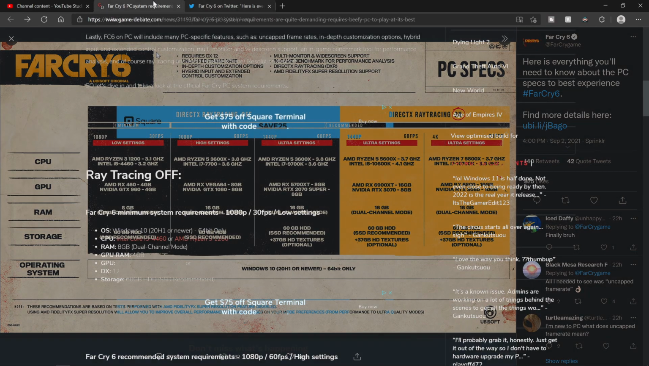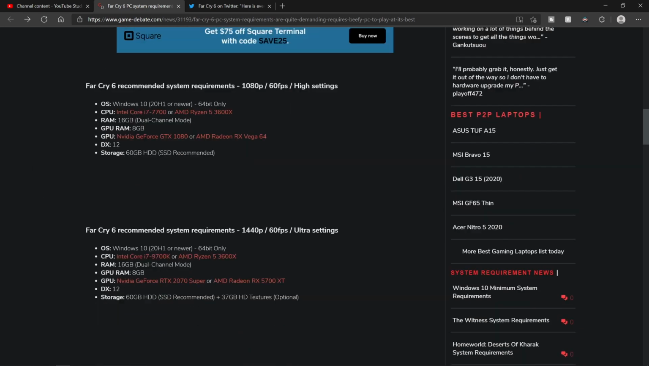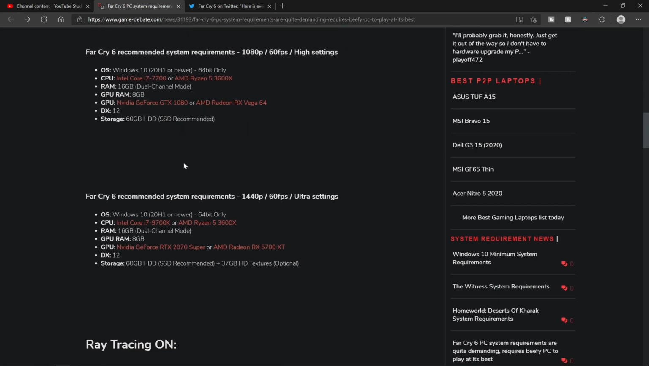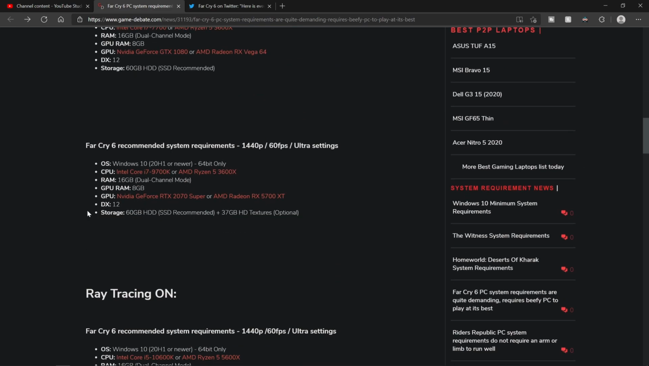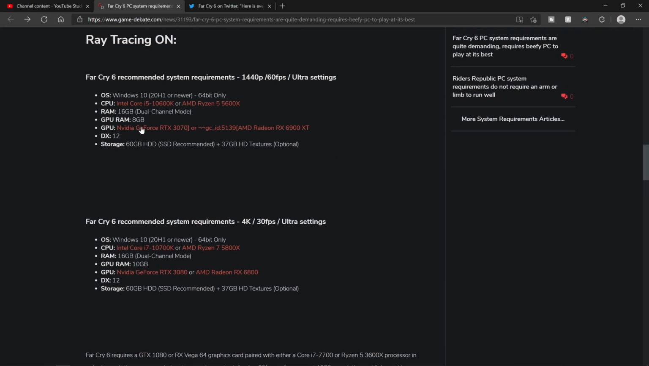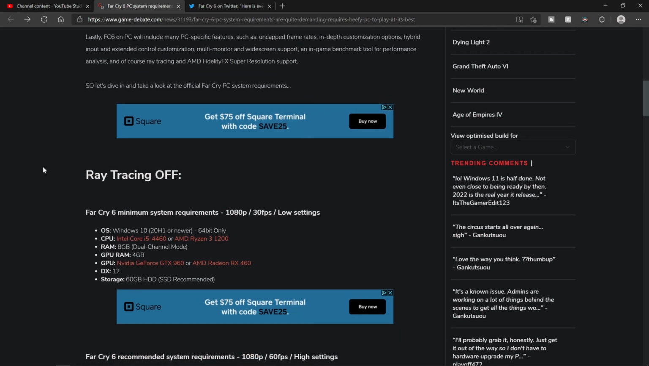And back to this website, we're going to be starting off with the minimum system requirements, and then talking about these two right here, which are the high and ultra setting recommendations with ray tracing off. And then I'll move into ray tracing on with the super high resolution and high settings recommendations. So first, let's start off with the minimum system requirements.